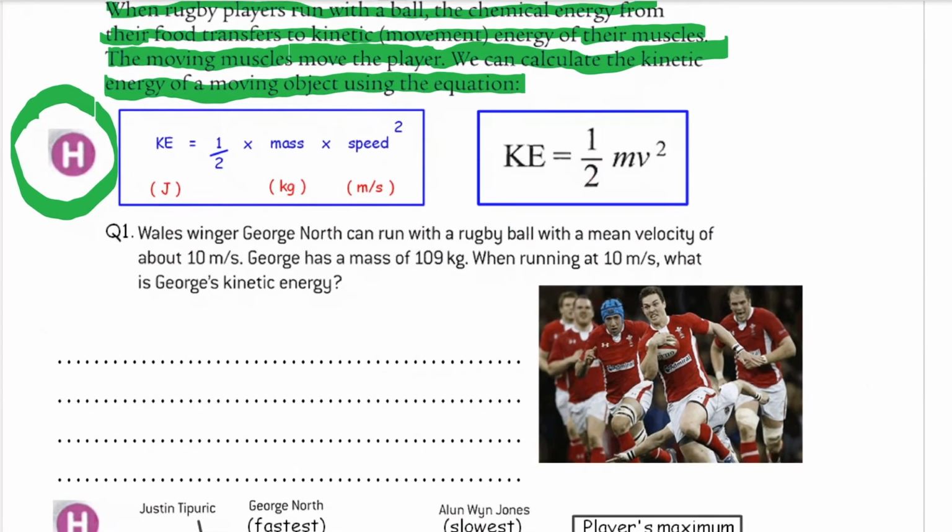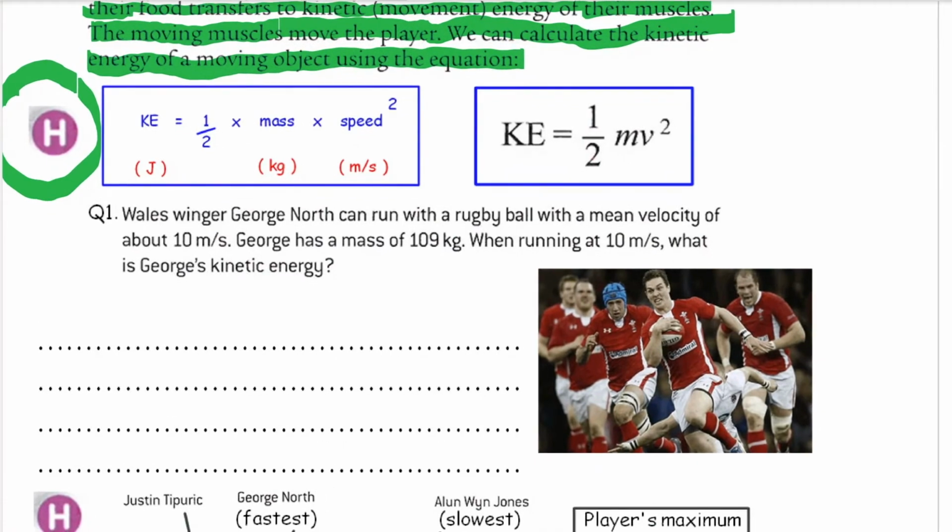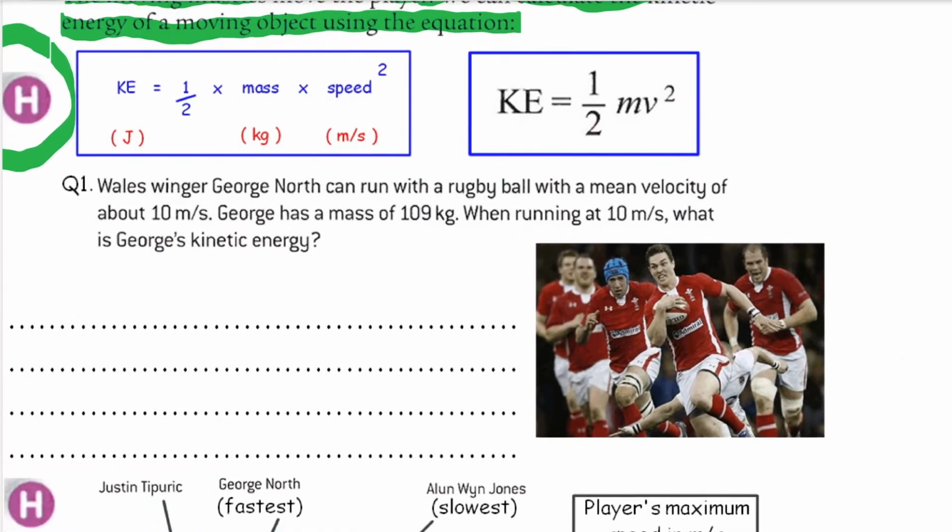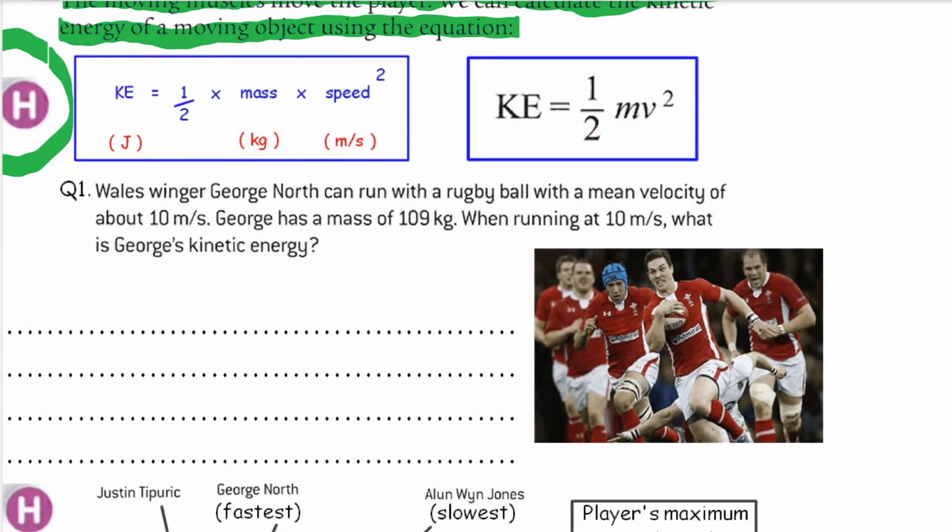Let's look at this first question there. You can see Wales winger George North can run with a rugby ball with a mean velocity of about 10 meters per second. That's quick. George has a mass of 109 kilograms. That's big. When running at 10 meters per second, what is George's kinetic energy?